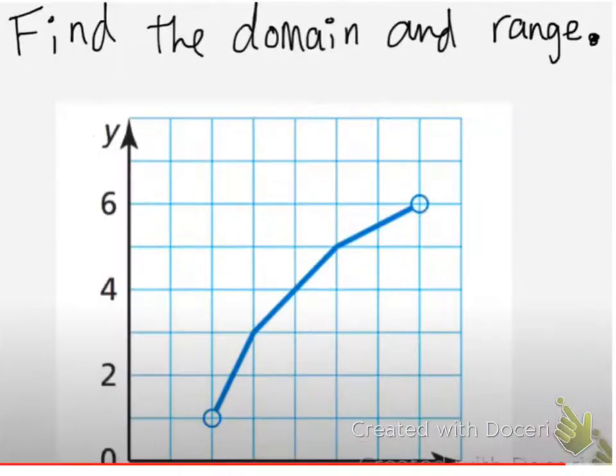Okay, let's do another example. Find the domain and range of this graph. Is this a function or not a function? Function. It's only going to hit one point on my graph at a time when I pass my vertical line across. This is a function.